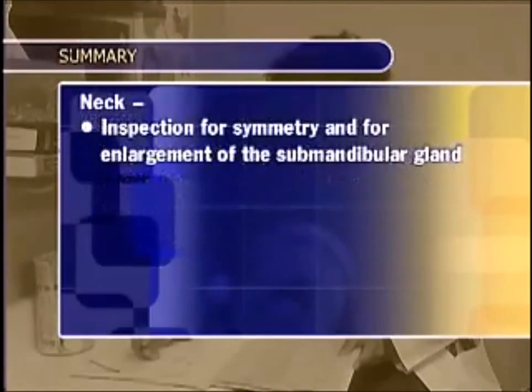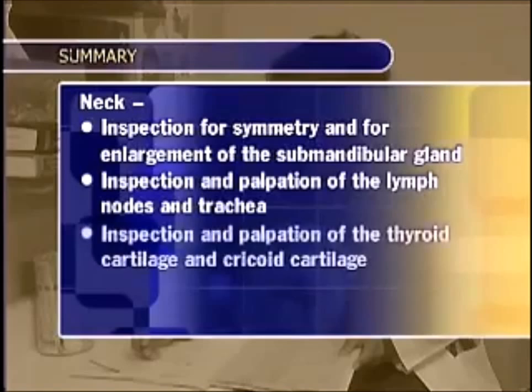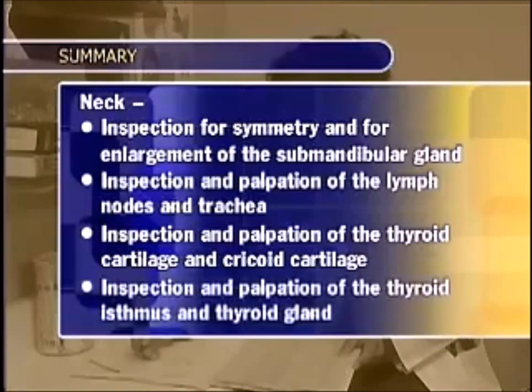Examination of the neck includes inspection for symmetry and for enlargement of the submandibular gland, inspection and palpation of the lymph nodes and trachea, inspection and palpation of the thyroid cartilage and cricoid cartilage, and inspection and palpation of the thyroid isthmus and thyroid gland.